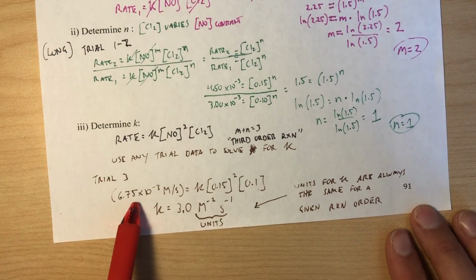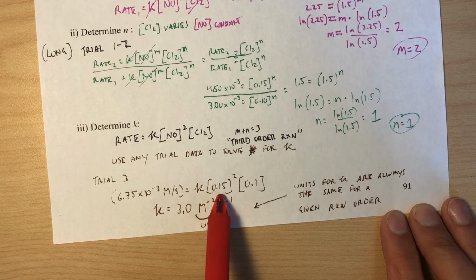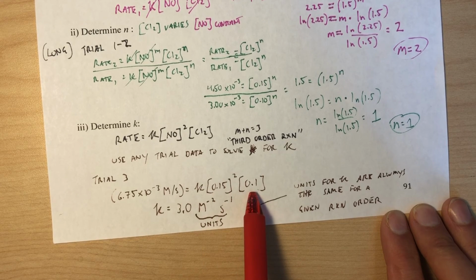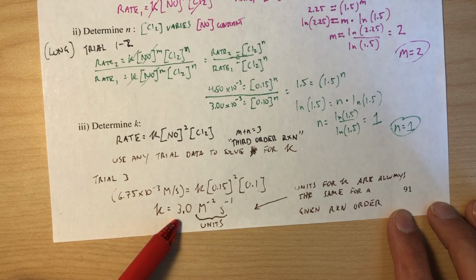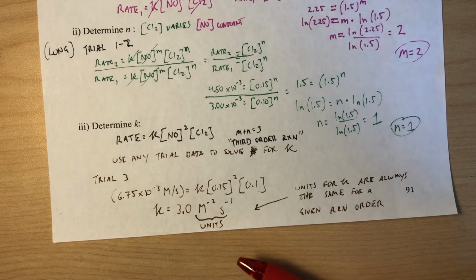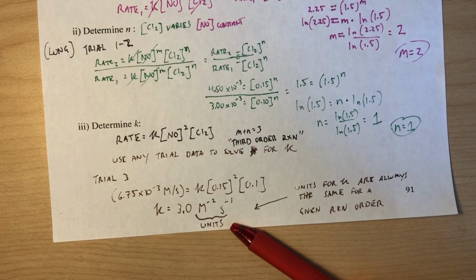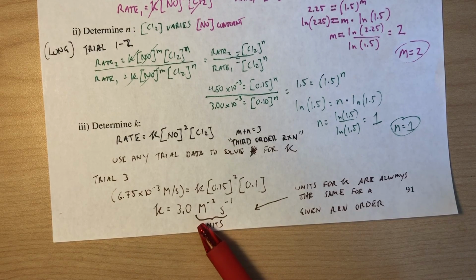So our rate of trial 3 is 6.75 times 10 to the negative 3. That's going to be equal to k times the concentration of NO of trial 3, which is 0.15 raised to the power of 2, times the concentration of chlorine gas of trial 3, which is 0.1 raised to the power of 1. And what we end up with is a k that's equal to 3 times 10 to the something, with units of inverse molar squared times inverse seconds. What we're going to find out is that the units of the k constant are unique to any given reaction order. So the units of k are always the same for a given reaction order. For a third order reaction, they are always inverse squared molar times inverse seconds.